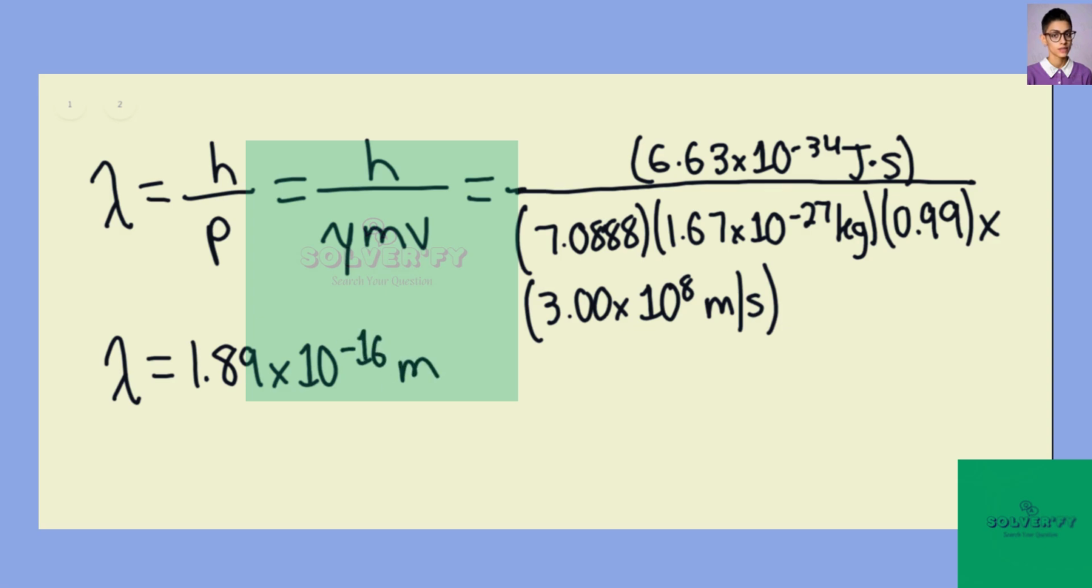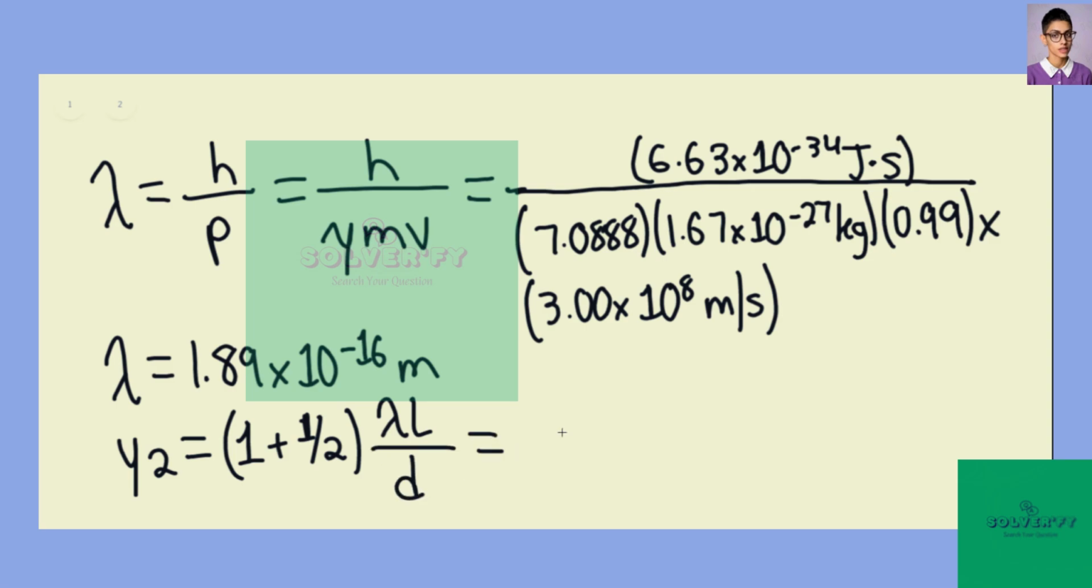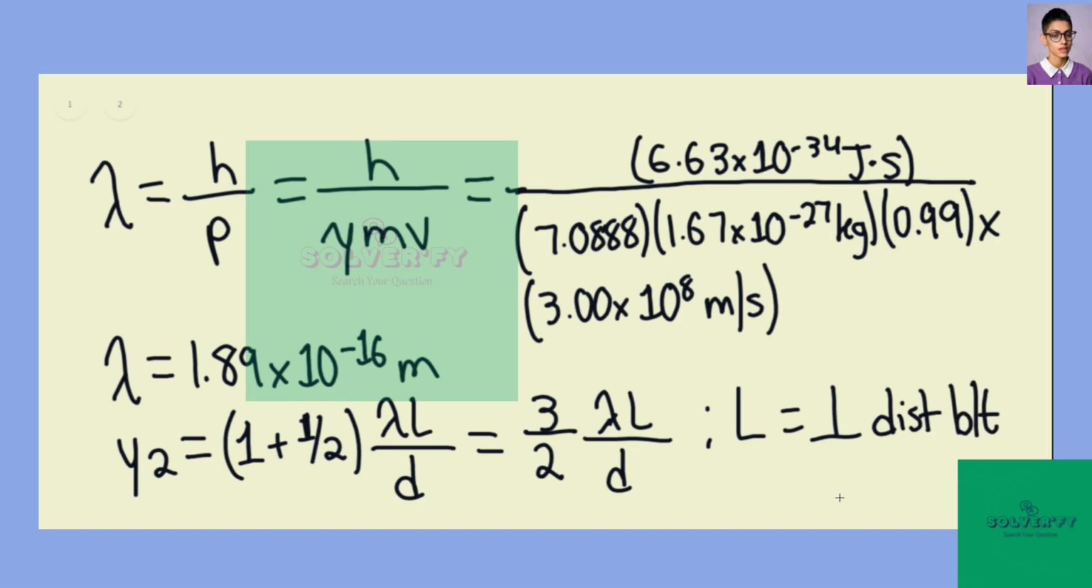So we can then say that the vertical distance between the second interference minimum and the center point would be considered y sub 2. This would be equal to 1 plus 1/2 multiplied by the wavelength times L over d. This is equaling 3 over 2 times the wavelength times L over d. And we can say that L here is the perpendicular distance between the slits and the screen.